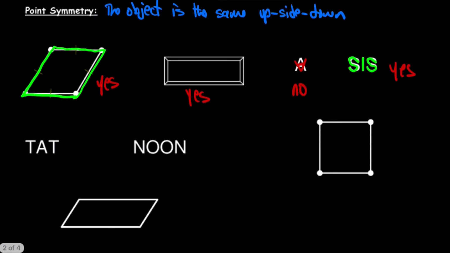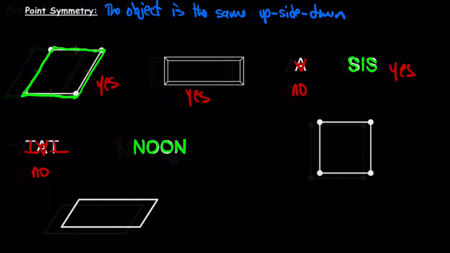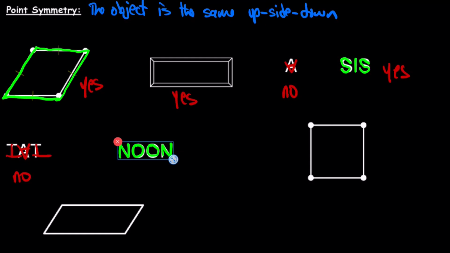"TAT", pretty obvious to me, those T's and the A, nothing would work if that was upside down, so that's a no. The word "NOON", again, I gotta think about it. Rotate your paper and see if "NOON" is the same upside down. See if it's still "NOON" or if those ends are backwards. Okay, let me rotate this. Yeah, check it out. "NOON" upside down is still the word "NOON". So yes, that has point symmetry.